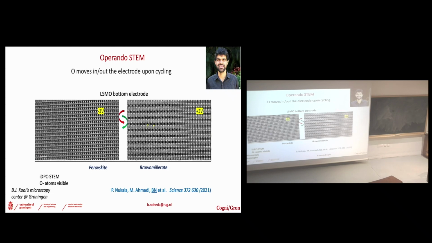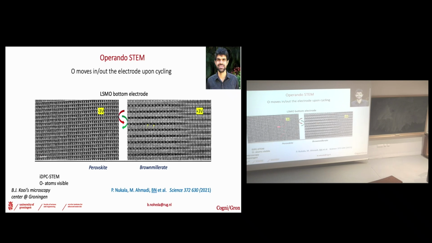And that was done with the help of the group of Bart Kooi, the microscopy lab at the University of Groningen, and Pavan Nukala, who is an expert in microscopy and was in my group at that time. So it's interesting: we had the full device with the LSMO electrode, STO, LSMO, the Hafnia, and Cobalt and LSMO, different devices inside the TEM, and we apply electric field in situ, in operando, so that we see what is happening while running the cycles.